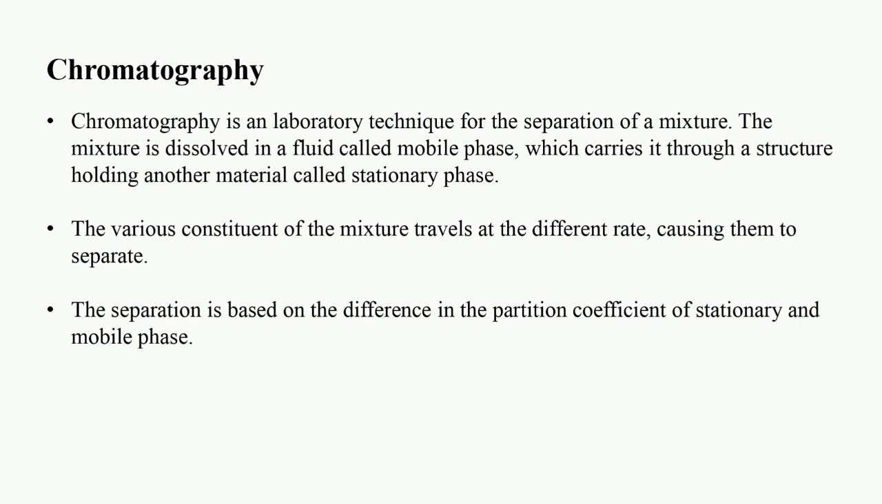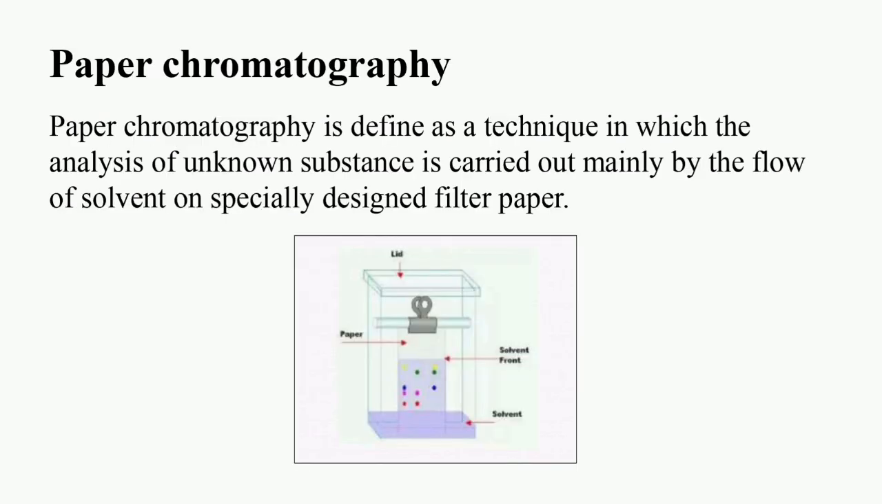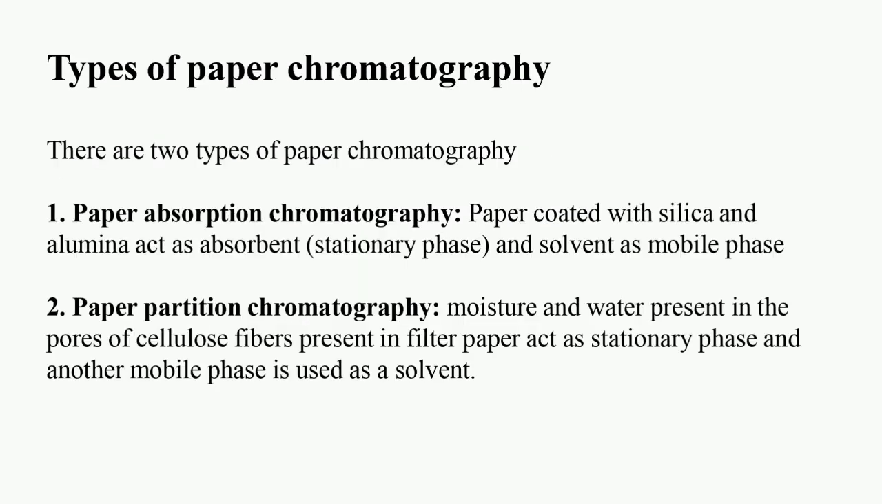Paper chromatography. Paper chromatography is defined as a technique in which the analysis of unknown substance is carried out mainly by the flow of solvent on specially designed filter paper. Types of paper chromatography. There are two types of paper chromatography. 1. Paper absorption chromatography. Paper coated with silica and alumina act as absorbent, stationary phase, and solvent as mobile phase. 2. Paper partition chromatography. Moisture and water present in the pores of cellulose fibers present in filter paper act as stationary phase and another mobile phase is used as a solvent.